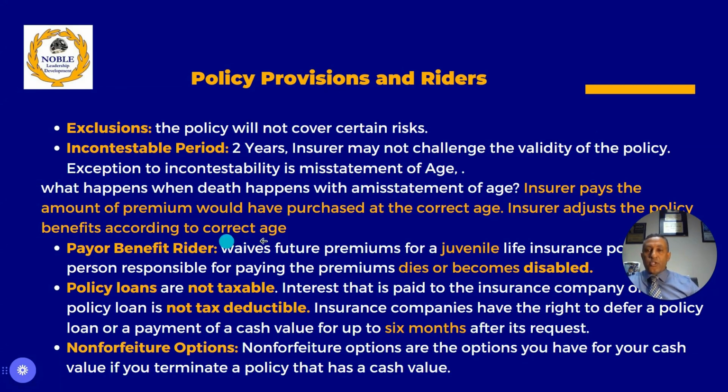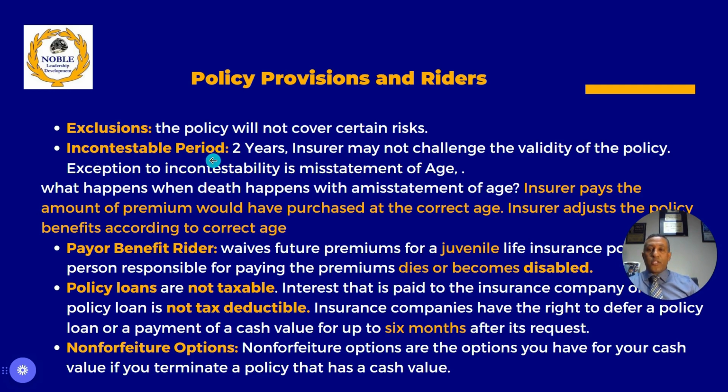Policy provisions and riders. Exclusion is one of the common terms that we use. A policy will not cover certain risks. For example, war is excluded, right? War is excluded. If a soldier is dying at war, then the life insurance will not be paid. It pays if the death is related not to war, right? So exclusion is the term we use, right?